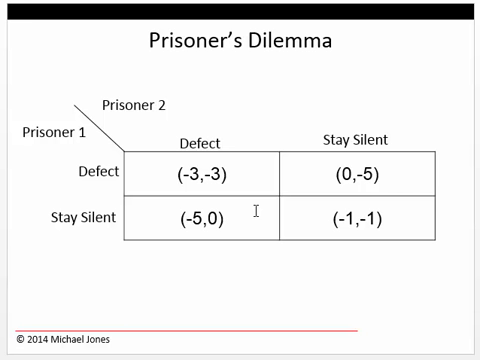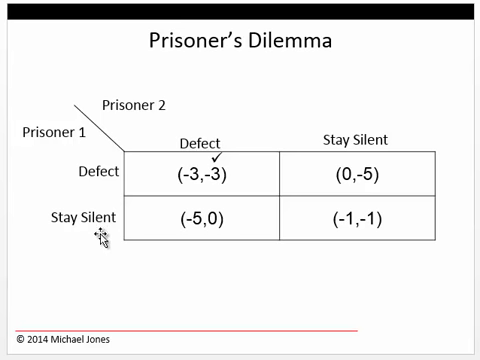So if prisoner 1 defects, I need to choose my strategy if I'm prisoner 2. To choose my strategy, I compare the payoffs for defecting to the payoff for staying silent. If prisoner 1 defects, I can see that as prisoner 2, I'm better off to defect because -3 is better than -5. I'd rather go to jail for 3 years than go to jail for 5 years. So I indicate that by putting a check mark over the second coordinate in that pair.